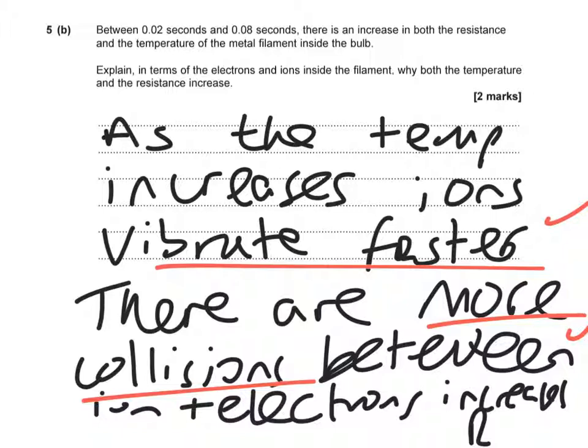And on the last point, you have to have the idea that it's ions and electrons that are colliding. If you just say electron or just ion, you haven't got enough to get the mark. It's the idea that there's more collisions between the electrons and the ions that are vibrating faster. That brings us to the end of this question.